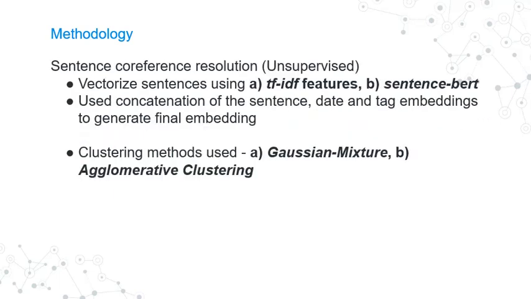Now for the unsupervised methods, we use two different ways to vectorize the sentence, date and the tags, and concatenate them to get the final embeddings. Finally, we apply different clustering methods to determine the most appropriate clusters.